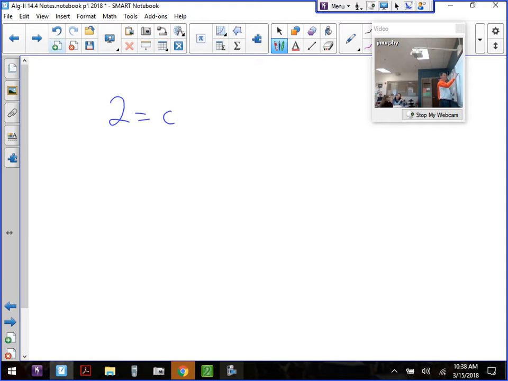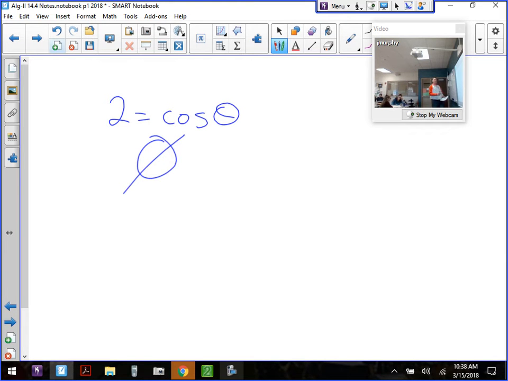2 equals the cosine of theta. Well, will I ever get a cosine of anything equaling 2? No. So your answer was no solution. I just want to make sure you come out with that, because if you put 2 over 1, the cosine would be hypotenuse of 1.